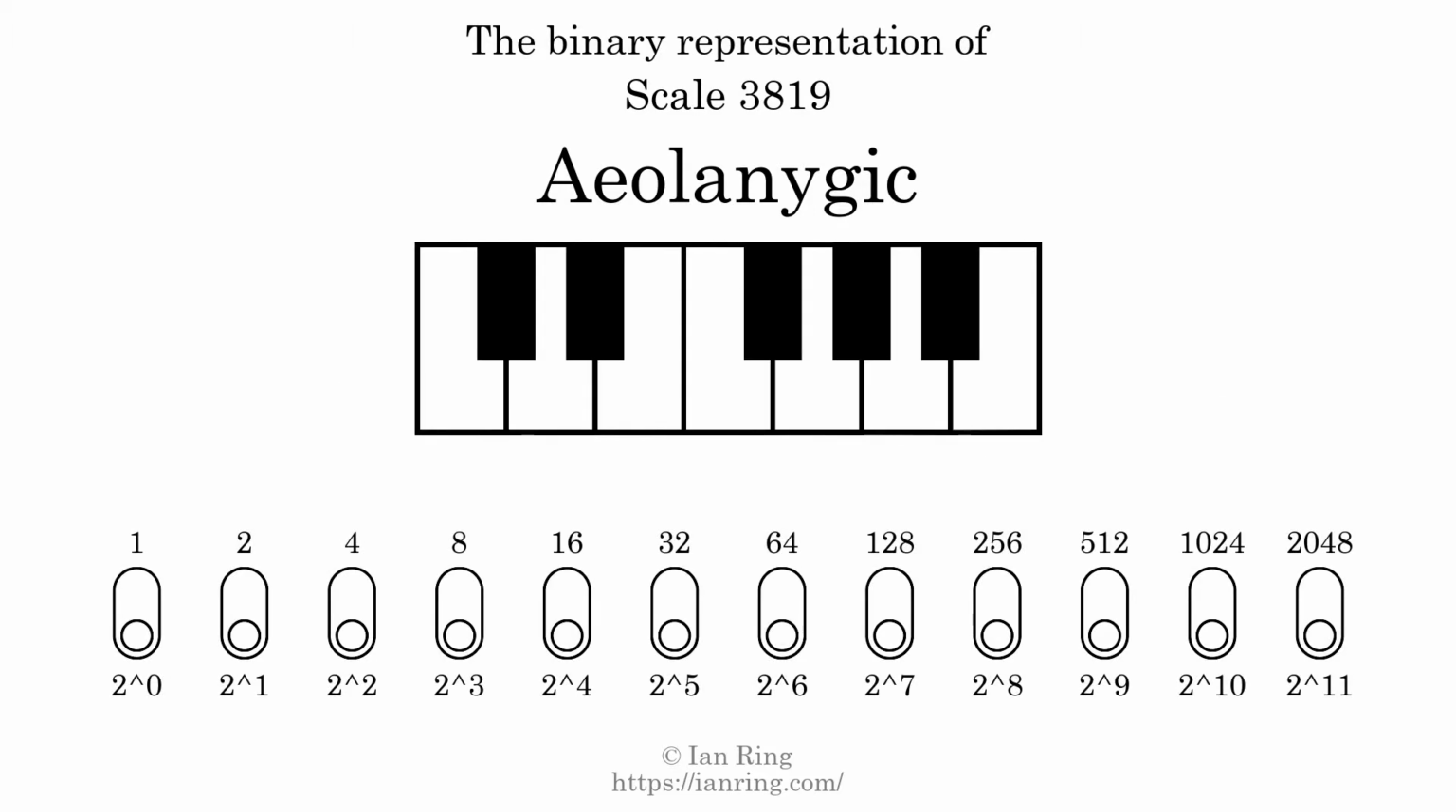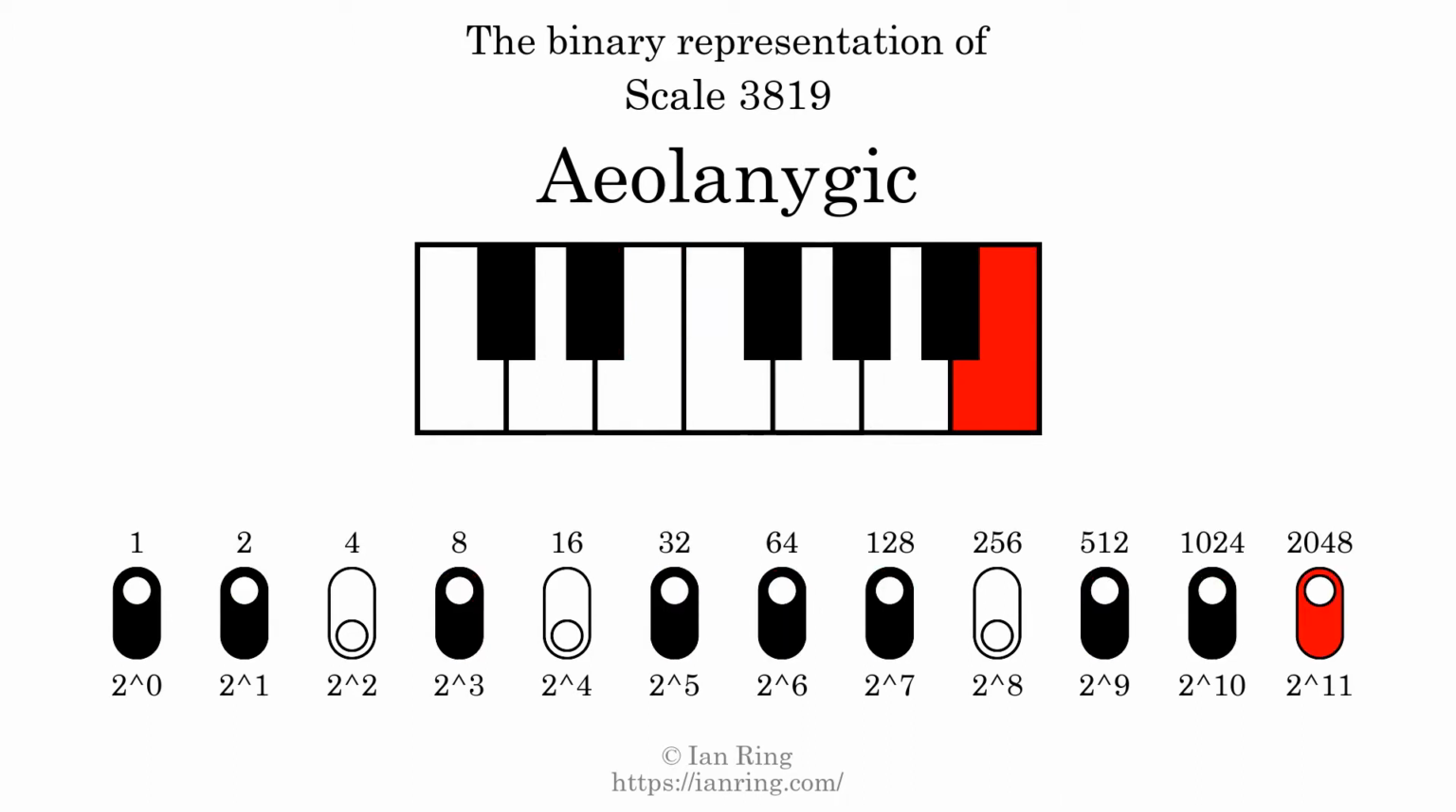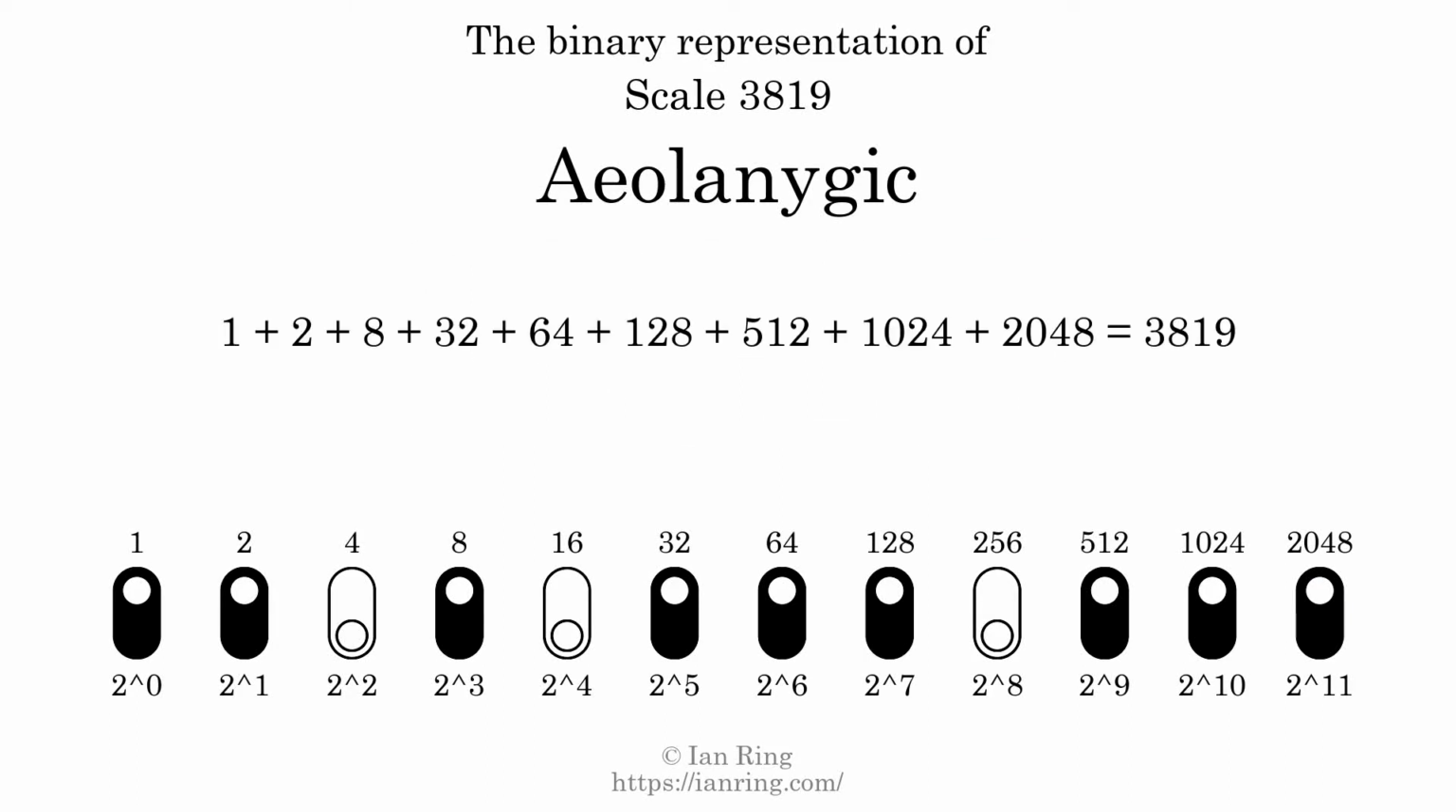The binary representation of this scale is determined by mapping tones of the scale to binary digits. Each binary digit represents a power of 2. To get the scale number, we add the powers of 2 together. The powers of 2 that are present in the scale, all added together, equals 3819. That is why the scale number, in decimal, is 3819.